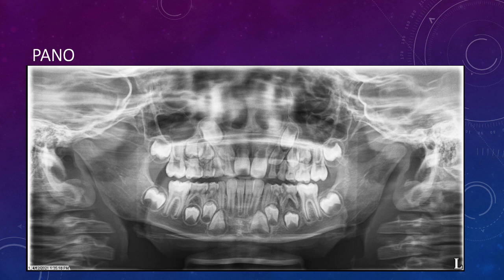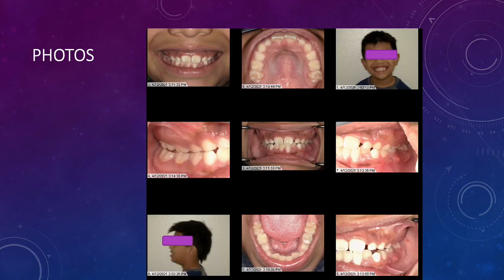The next bit of information collected was a panoramic x-ray. This does give you an overall picture of the health of the sinus, the development level of the spinal cord, the position and presentation of the TMJ, the quality and number of teeth that should be present, and whether or not there's any radiographic pathology that can be noted. We supplemented this with photographs.